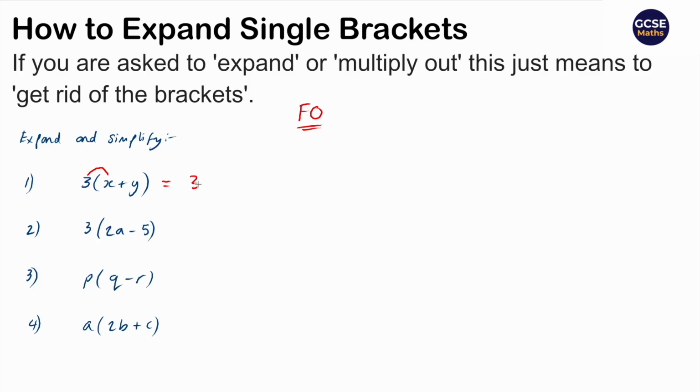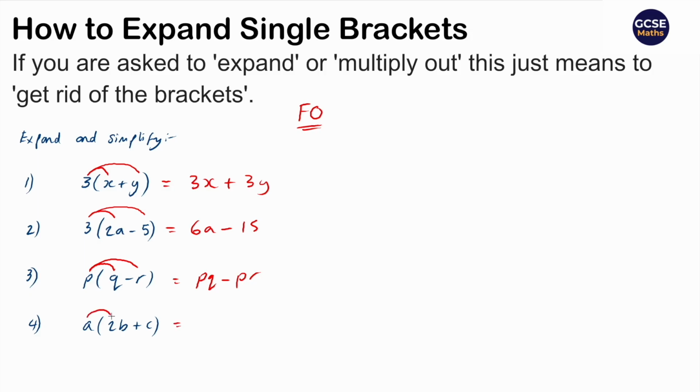Firsts, 3x, 3 times x is 3x. Outsides, positive times a positive is a positive, 3 times y is 3y. Next one, remember that's a positive times a positive is a positive, 3 times 2 is 6, that's 6a. Now, a positive times a negative is a negative, and outsides, 3 times 5 is just 15. Done. P times q is just pq. Positive times a negative is a negative, p multiplied by r is just pr. That's as simple as it goes.